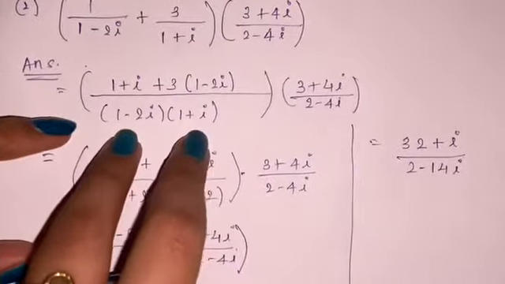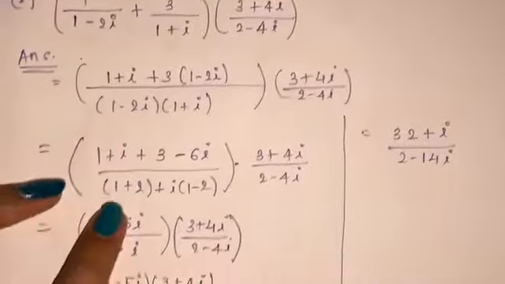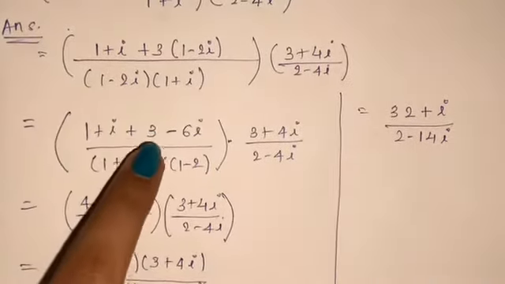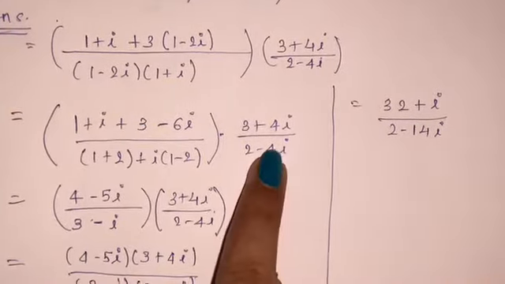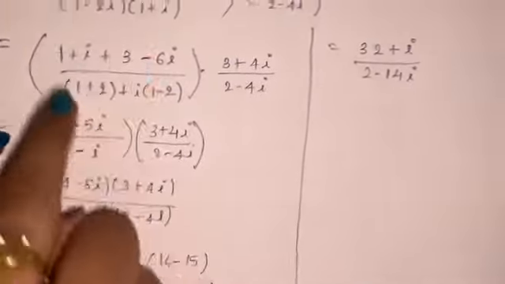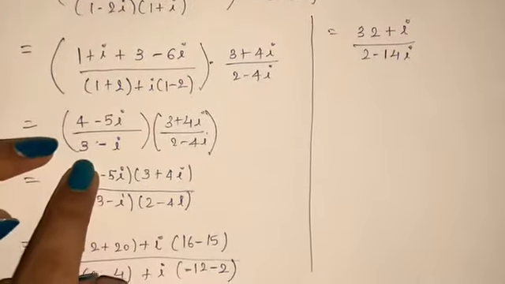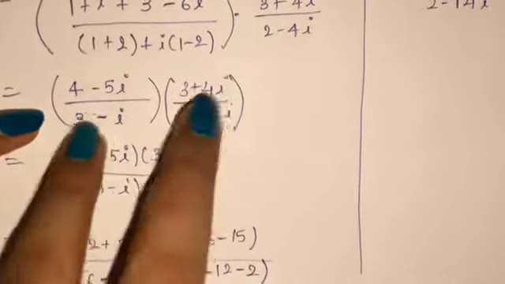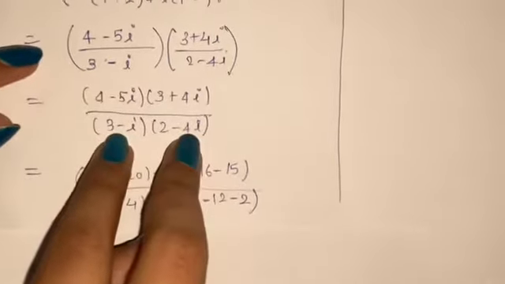Okay, and these two together, this bracket as it is. Now I have solved simple multiplication over here, and the numerator and denominator in both, this bracket as it is. Then I have simplified this bracket, so I got (4 minus 5i) by (3 minus i), and this bracket as it is. Now we have two brackets, these two in multiplication and these two in multiplication.